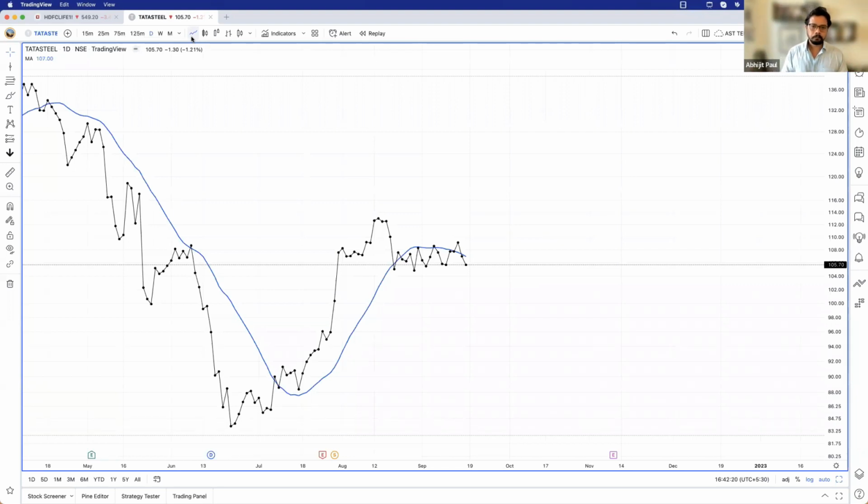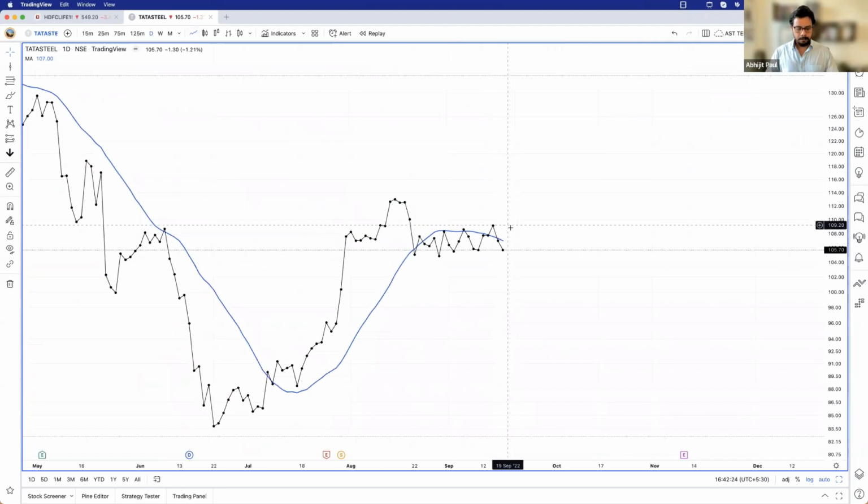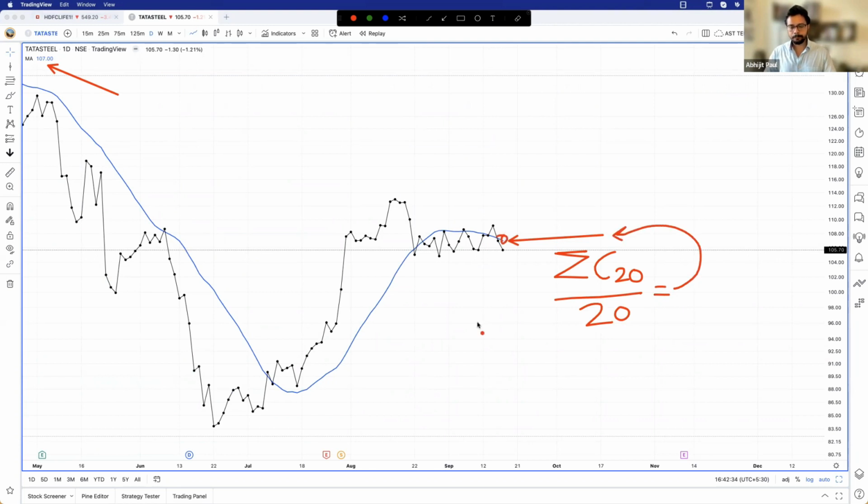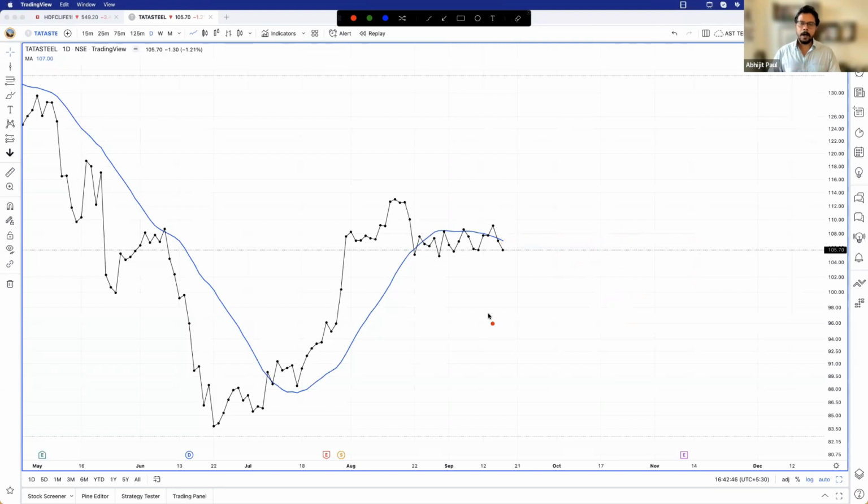Fair? So point number 1: this is a 20 period simple moving average. Its value comes to 107. How is it calculated? We have discussed this earlier. You take the summation of the closing prices of the last 20 days, add them, divide by 20, and the value that comes out is exactly this value here. Okay?